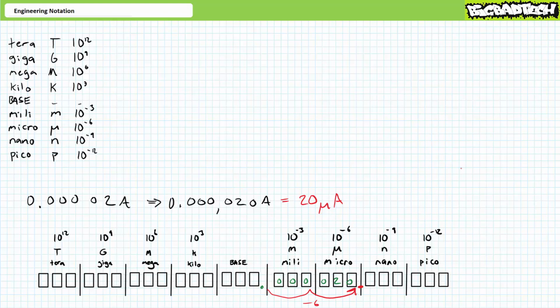An amp, by the way, is a unit of current flow, i.e. a quantity of charges passing by a point in space per unit time. We'll examine current and other electrical properties in later lectures.